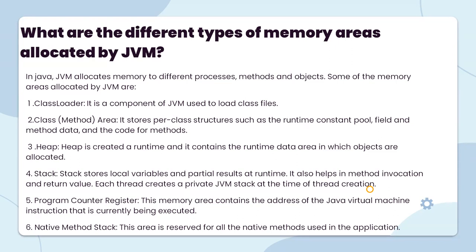The stack stores local variables and partial results at runtime. It also helps in method invocation and return values. Each thread creates a private JVM stack at the time of thread creation. Now the fifth is the program counter register. This memory area contains the address of the Java virtual machine instruction that is currently being executed. The native method stack area is reserved for all native methods.